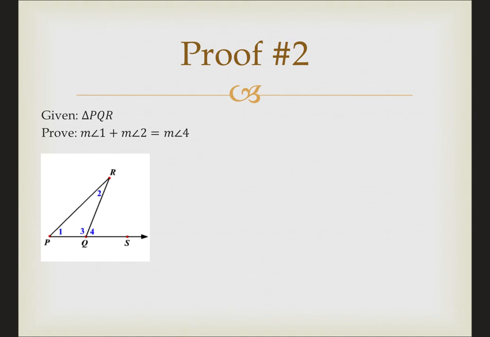Proof number 2. So here we go. We are told that PQR is a triangle. Why is that important, you ask? Well, because we can now use our newfound theorem, the triangle angle sum theorem. So keep that one in mind. We're trying to prove that the measure of angle 1 plus the measure of angle 2 is equal to the measure of angle 4. Interesting. Okay, so let's do this. So triangle PQR, this is given.